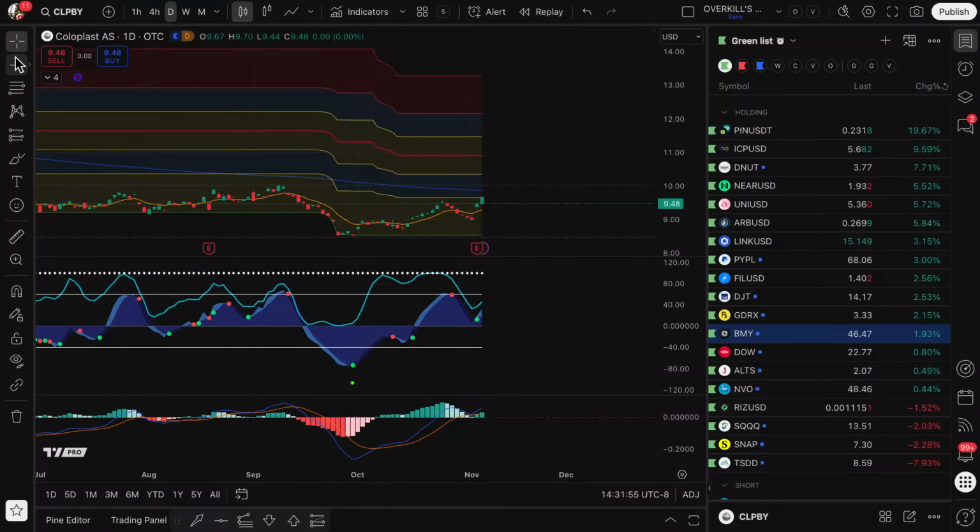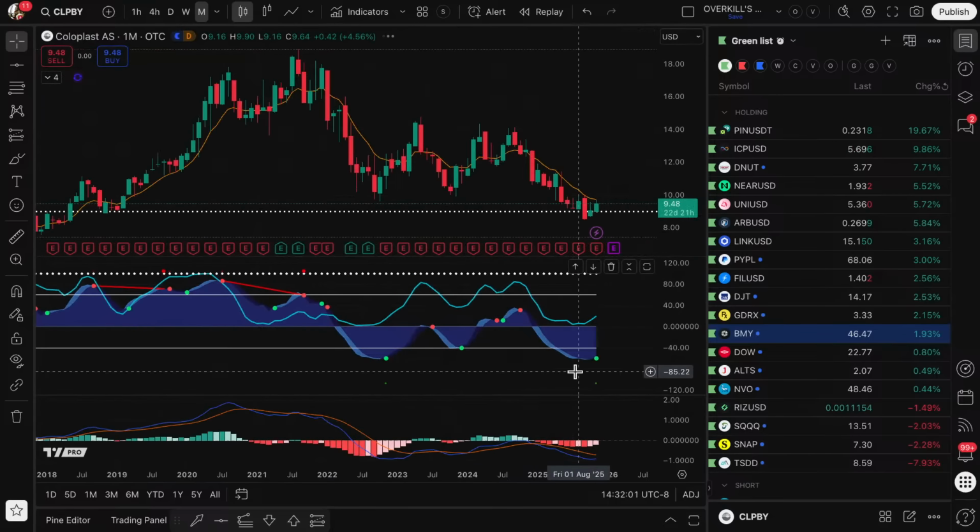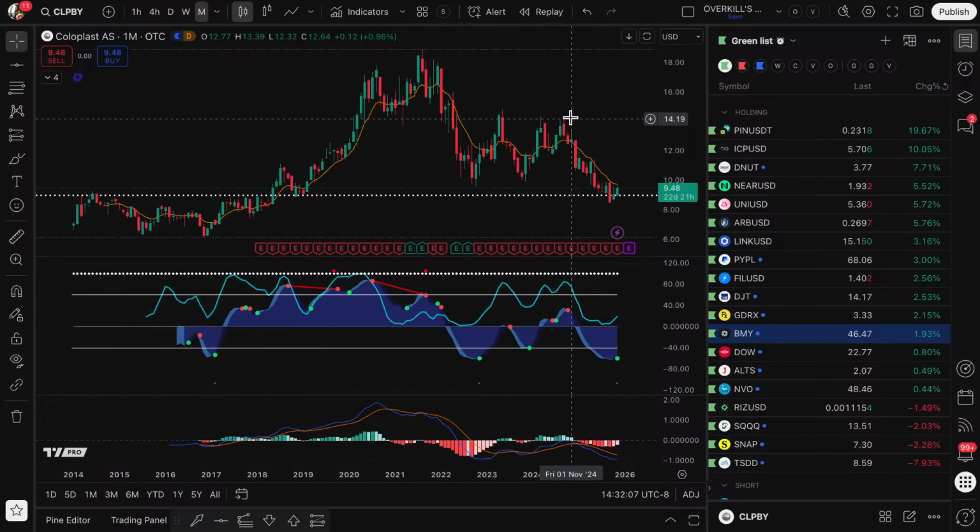I like this one a lot, Frank, as long as it can hold on to $9. Target up there would be 13. You can see it does have our signal here on the monthly. Last time we got that was back here in 2023 at around 11. It popped up to 14 for a nice trade.